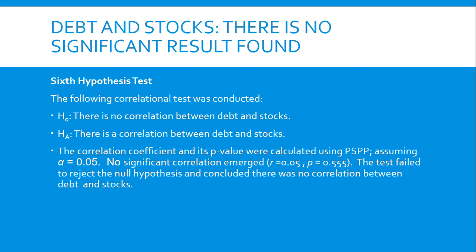Our sixth hypothesis was between the variables debt and stocks, resulting in no significant results found. The R value for this test was 0.05 and the p-value was 0.555. The test failed to reject the null hypothesis and concluded that there was no correlation between debt and stocks.